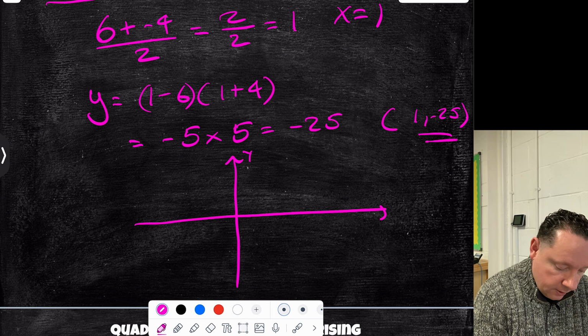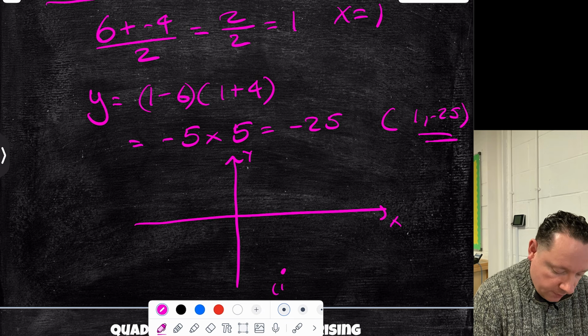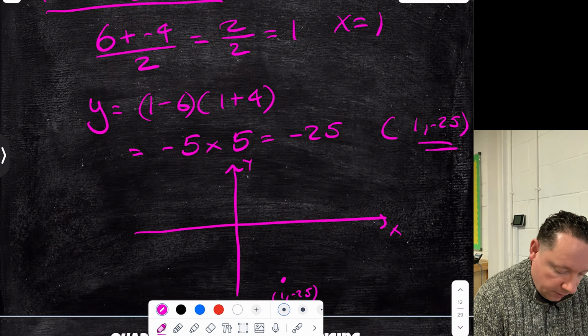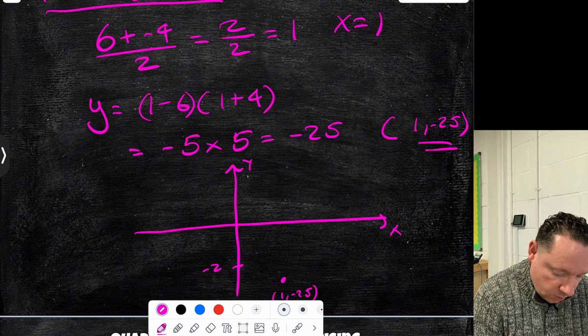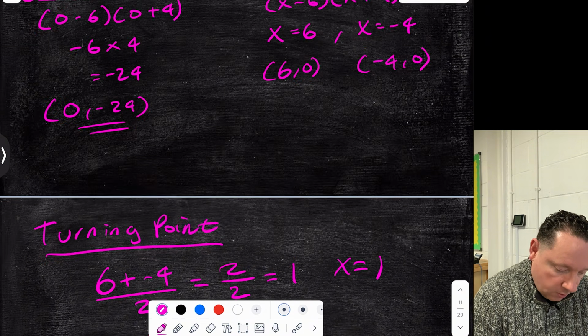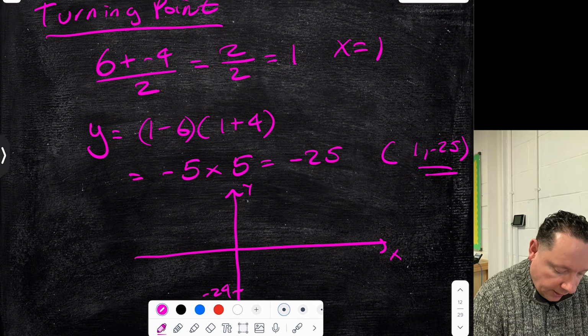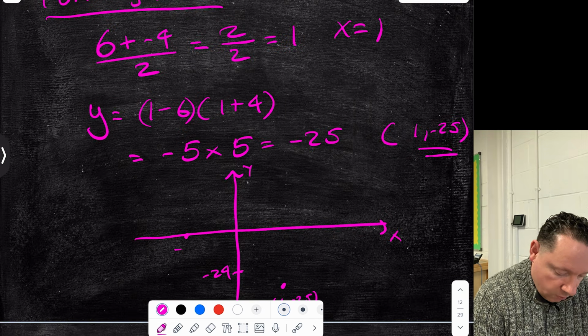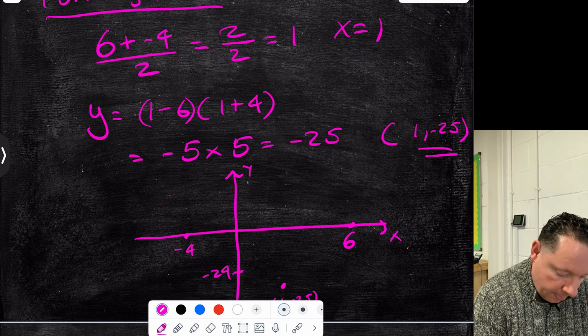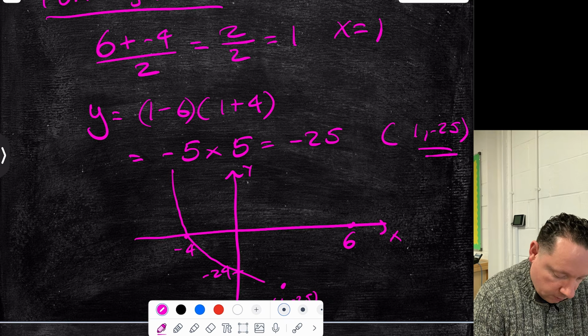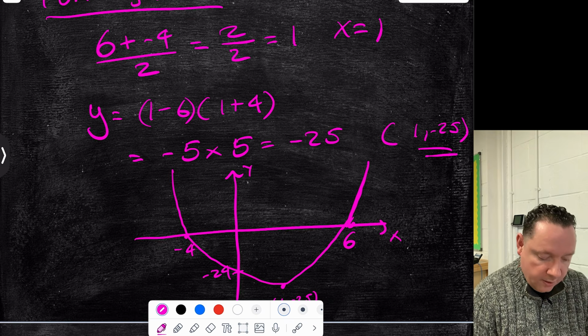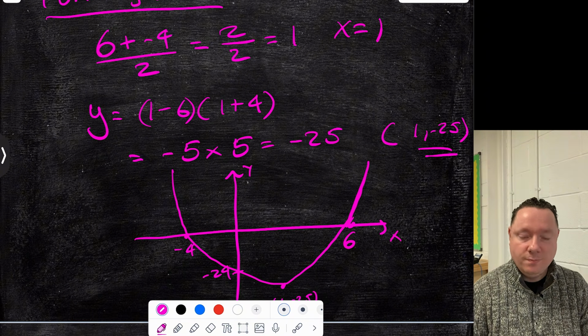X and y. So we've got along 1, down minus 25, which is labelled at 1, minus 25. It cuts the y-axis at minus 24, so let's just say there at minus 24. And it goes through 6 and minus 4. So minus 4 over here, 6 over here, try to make it as symmetrical as I can. And then just a nice curve. Try to make it as neat as you possibly can, but there you are, that's good enough.